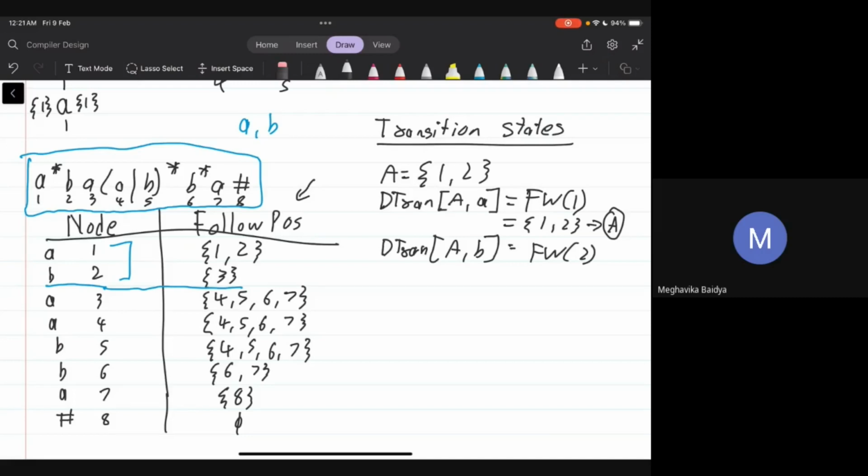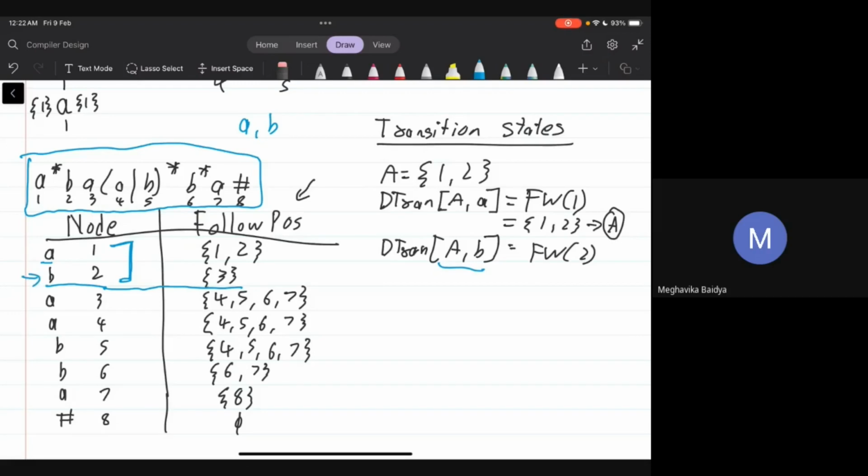Okay. Check this 1 comma 2, because A is this 1 comma 2. For every node in this 1 and 2, you check if it's matching with the input symbol. Okay, got it. If you practice this, you'll understand better.